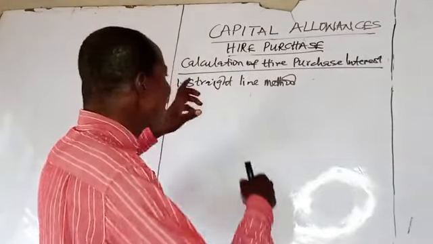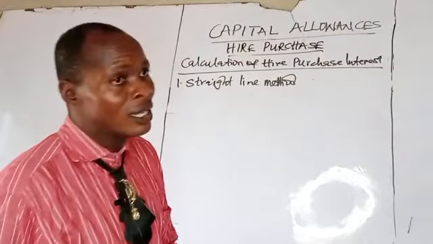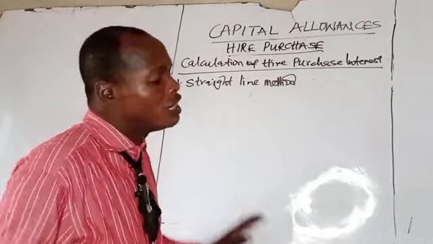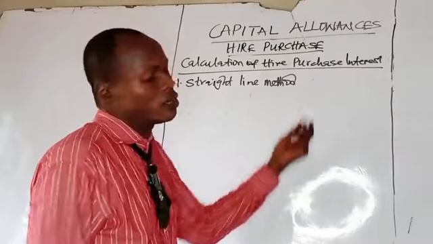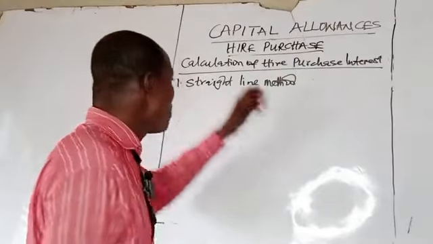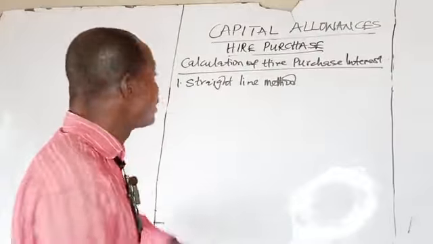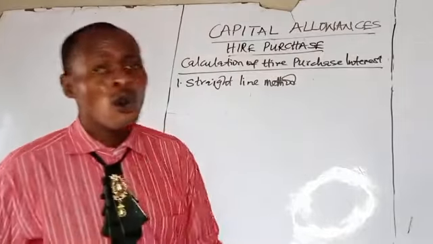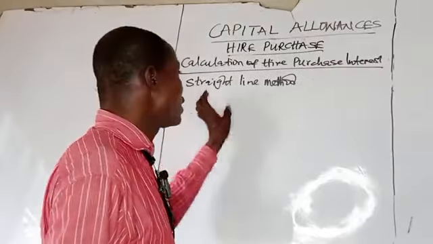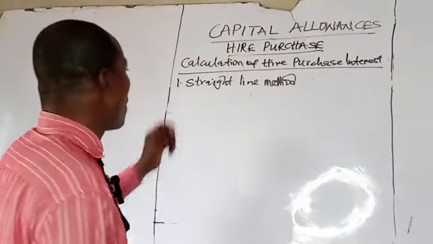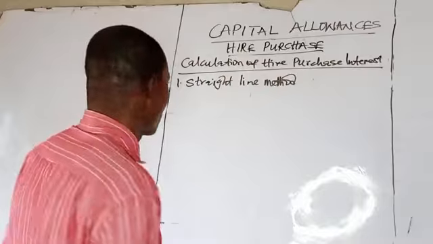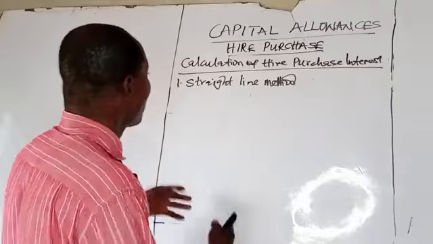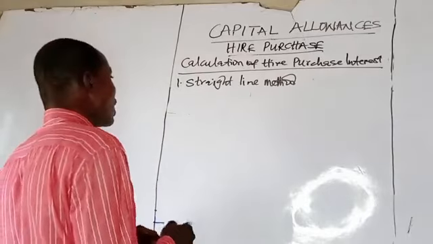So if the hire purchase interest accrued evenly, then that means you are going to apportion the hire purchase interest equally over the hire purchase period. Same amount will be charged every year. So same amount will accrue to each of the periods. So that is under straight line method.